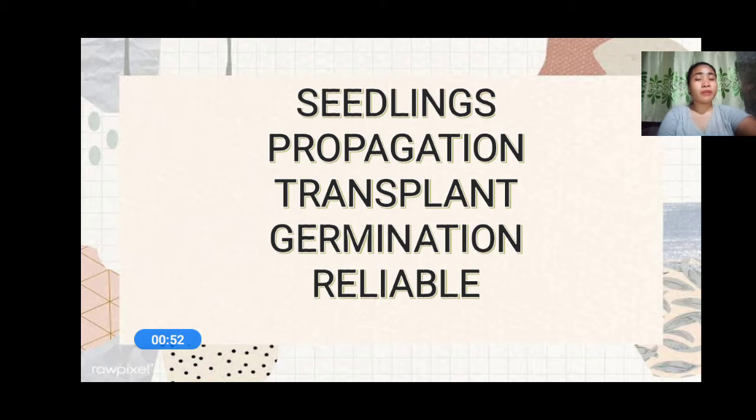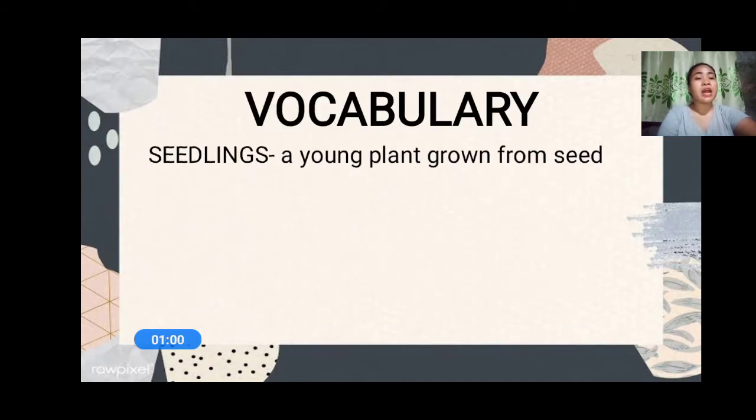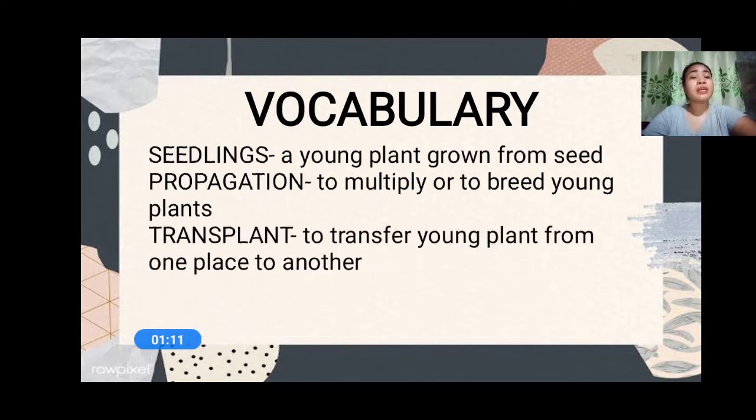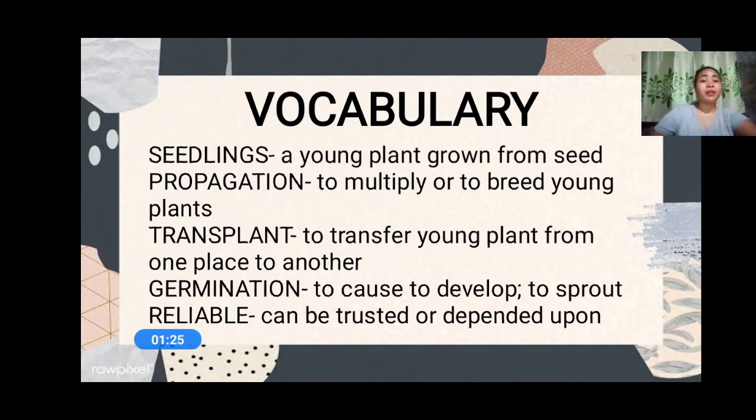So do you know the meaning of the words? Okay, so let us know the meaning of the words. Everyone, when we say seedlings, a young plant grown from seed, that is seedlings. When we say propagation, to multiply or to breed young plants. When we say transplant, to transfer young plant from one place to another. When we say germination, to cause to develop or to sprout. And when we say reliable, can be trusted or depended upon. So those are the meaning of the words.